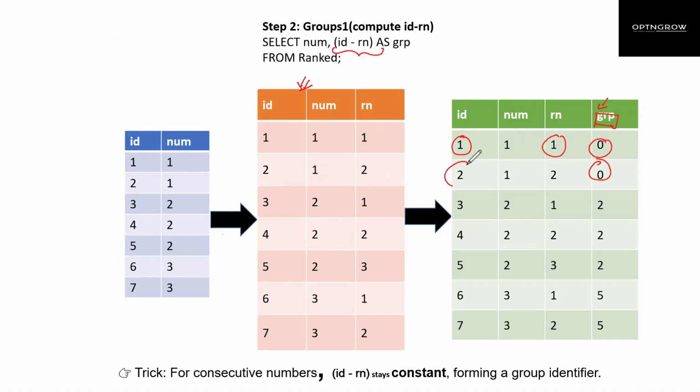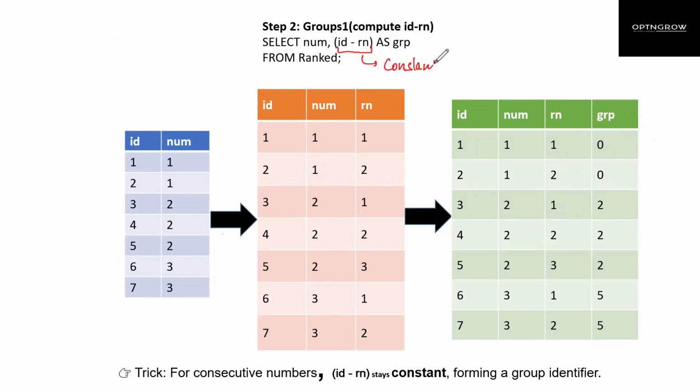As you can see, this with this with this, and so on and so forth. So there's a pattern to it. If you just see it, maybe I want you guys to pause the video and see what the pattern is over here. There's some pattern to it. So the pattern is that ID minus RN will remain constant.